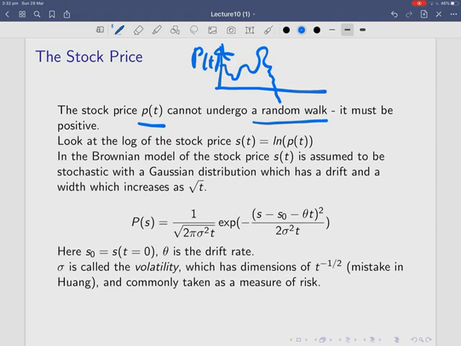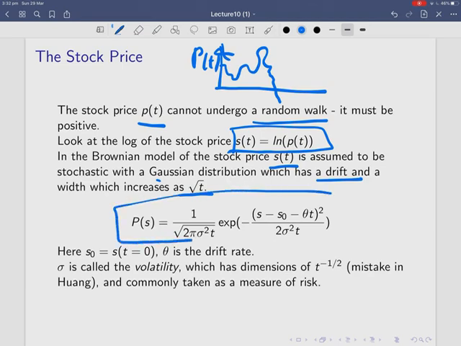So what people do is they look at the log of the stock price. Now, of course, the log of the stock price can be negative, and the assumption is that the Brownian model of stock prices, S of t, is stochastic with a Gaussian distribution which has a drift and a width which increases as root t. So this is the distribution for the log of the stock price, and it depends upon t. It's probabilistic. This model does not predict the log of the stock price itself.